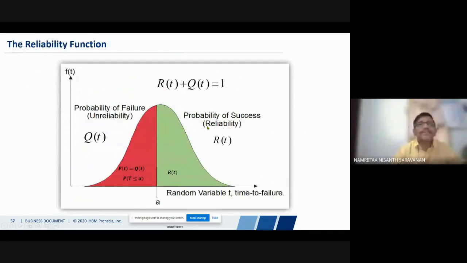As a different mathematical function, probability of success is reliability, probability of failure is unreliability. So the probability of an event happening and the probability of the event not happening, the addition will be 1 always. That means the addition will be 100%. Say, what is the chance of failure? If it is 80%, what is the chance of success? 20%. That means if you know one, you can convert that into the other. So reliability plus unreliability becomes 100%. That is 1. Always the area under the curve is 100%.